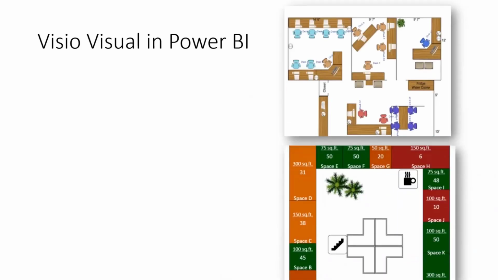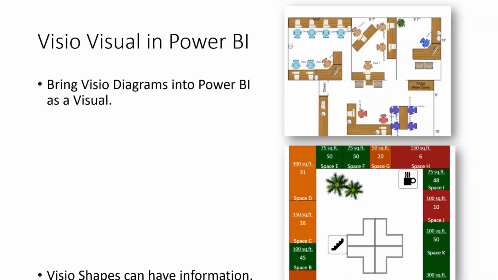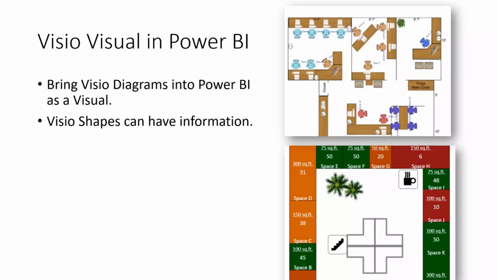Then comes the third part here, which is Visio. Now in Visio, of course, I can create Visio diagrams and I can add shapes to my Visio diagrams. And with this visual, you can bring that diagram inside of Power BI. In Visio, you can add shapes, and those shapes can have information. Now the beauty with this visual is you can actually map your Power BI datasets to Microsoft Visio.